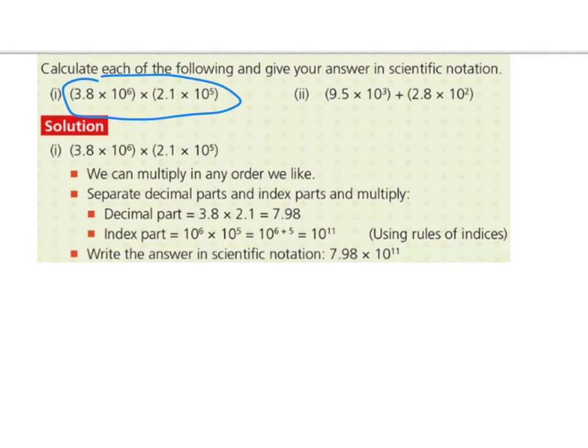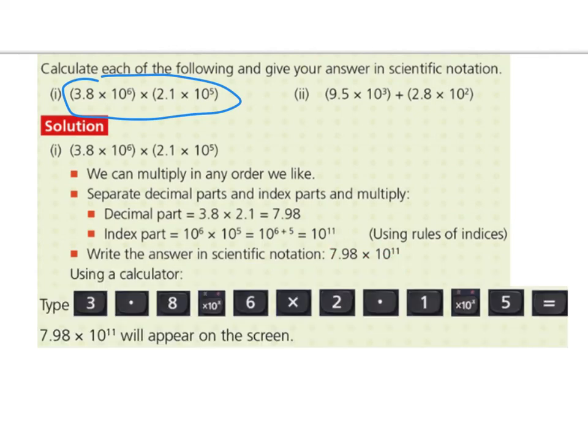So then we just put them together. So we have 7.98 times 10 to the power of 11. We don't have to do anything to this because this number is already in between 1 and 10. So 7.98 is bigger than 1 but less than 10. So there's nothing needed to be changed here. So this is our answer.